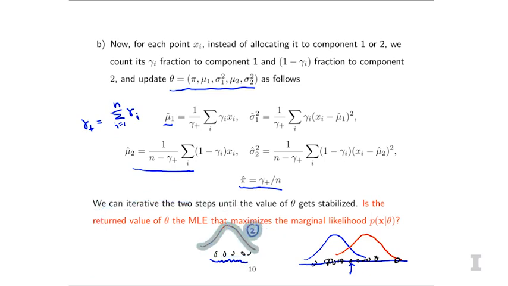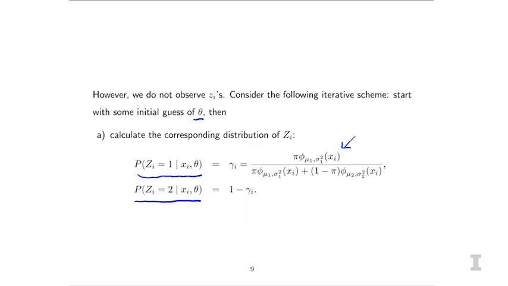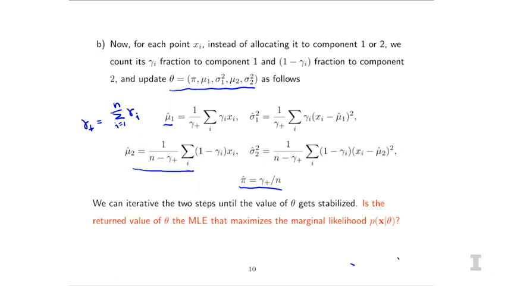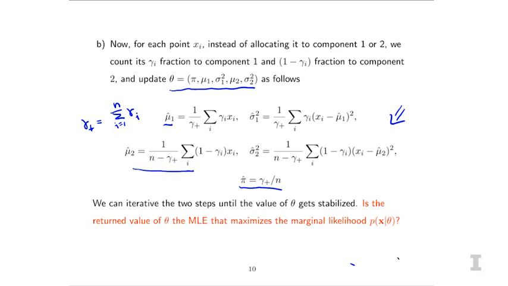So let's just recap this iterative scheme. We're going to start with some initial guess of the model parameter theta, and then compute, for every observation, the probability that it is from component 1 or 2 using the current value of theta. And then we update theta using these weighted sums. And then we go back, recalculate the probabilities, and update the parameters again until the value of theta stabilizes. Now this algorithm seems very intuitive and appealing.